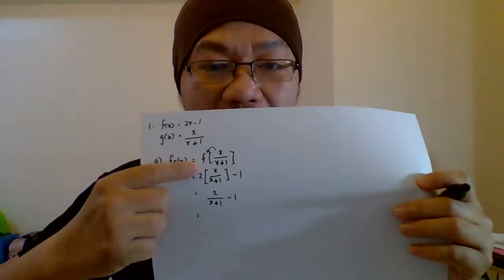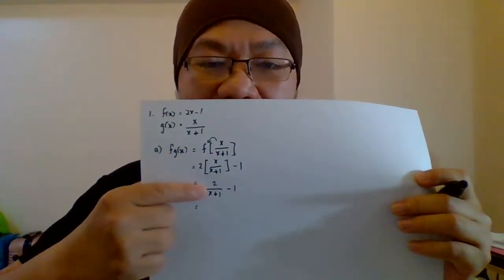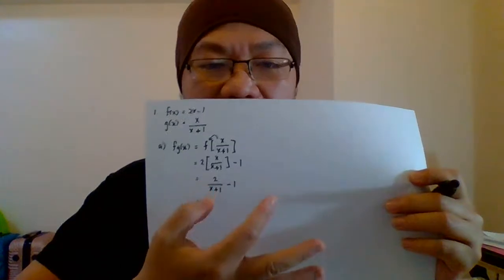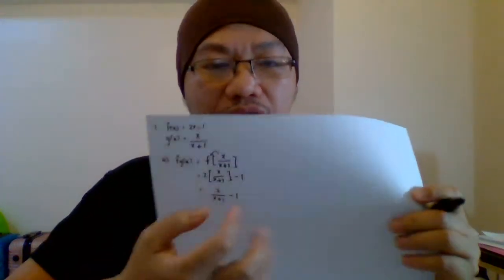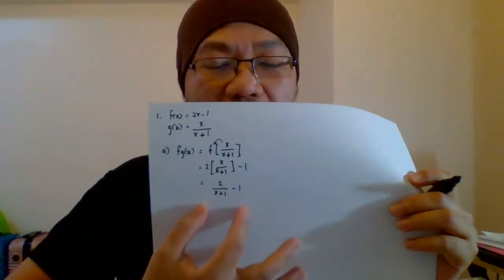And then we simplify the equation. It will become 2 over x + 1, minus 1. If possible, try to simplify this equation, because after you expand the 2 inside the big bracket, it becomes this, a fraction minus a number. Is this correct? Yes, this is correct. But if possible, try to simplify the equation so that you can get the full marks.